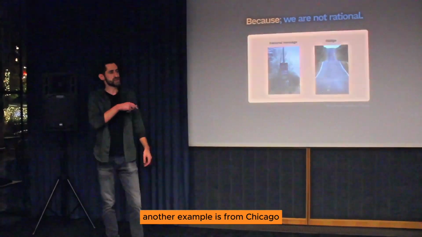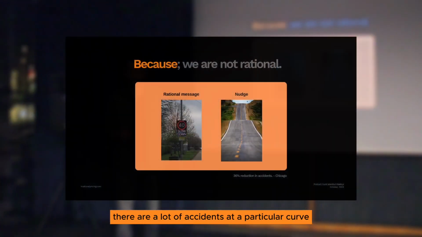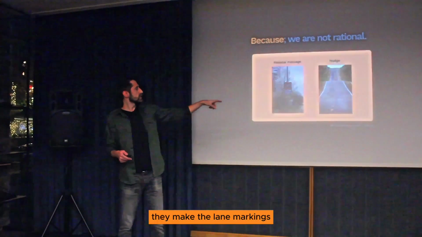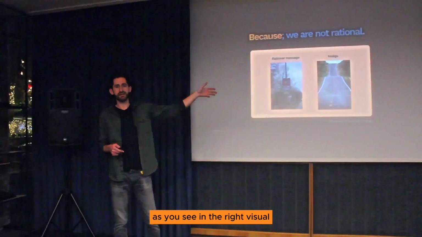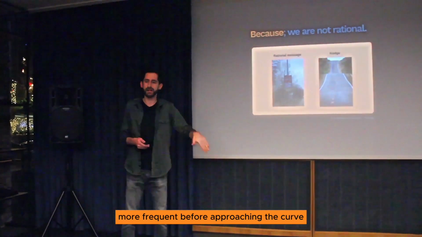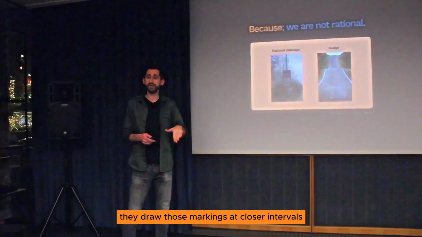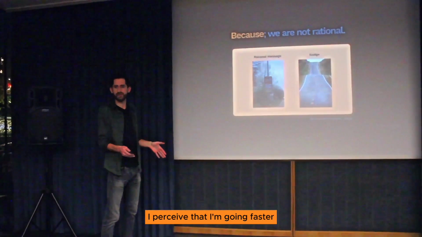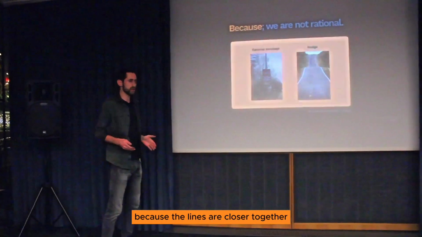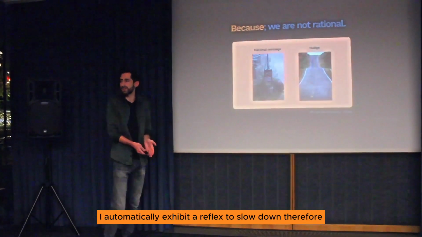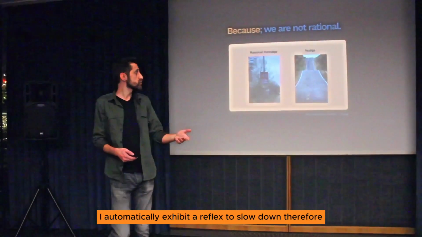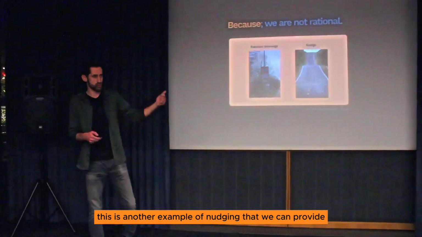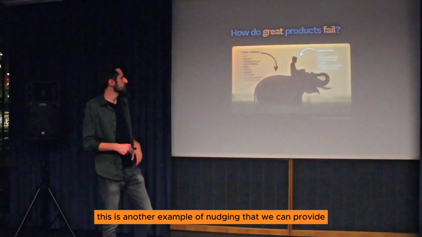Another example is from Chicago. There are a lot of accidents at a particular curve, and the local authorities there implement a solution like this. They make the lane markings, as you see in the right visual, more frequent before approaching the curve. In other words, they draw those markings at closer intervals. Therefore, if I'm going at 70 kilometers, I perceive that I'm going faster because the lines are closer together. I automatically exhibit a reflex to slow down. Therefore, they manage to reduce accidents by approximately 36%. This is another example of nudging that we can provide.